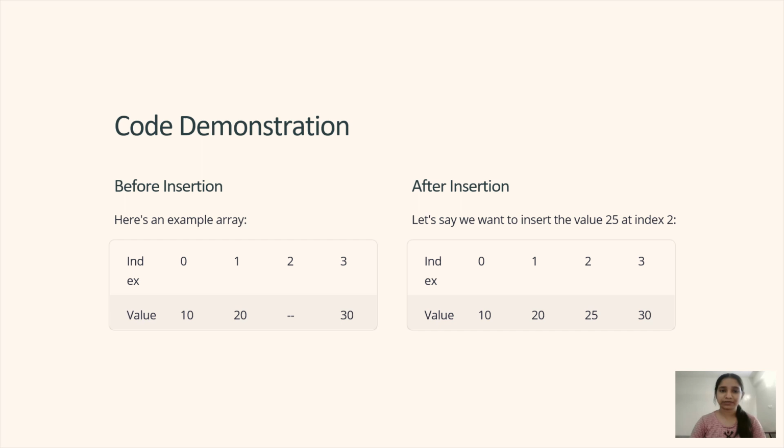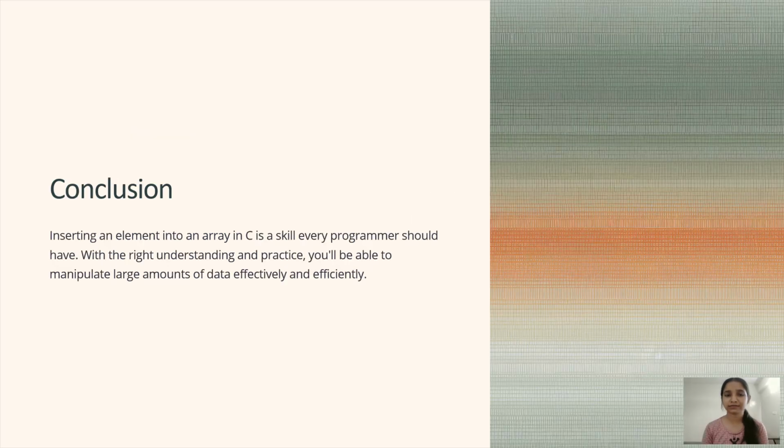Now the coding part of the insertion of elements in an array. Before insertion, after insertion. Here is one example. For example, the indexes are 0, 1, 2 and 3. The second index is empty. After insertion, the second index is filled with the value 25.